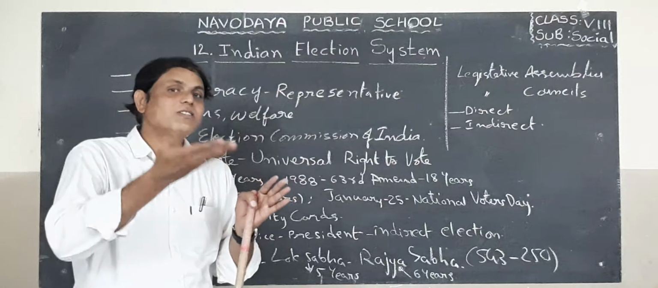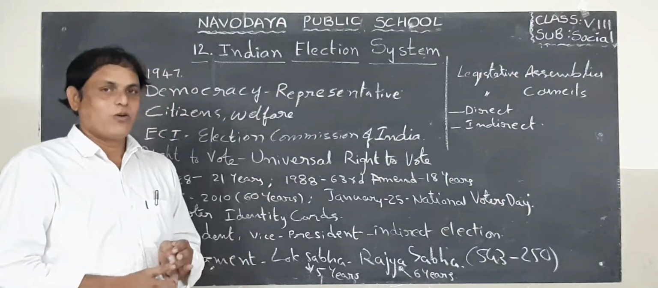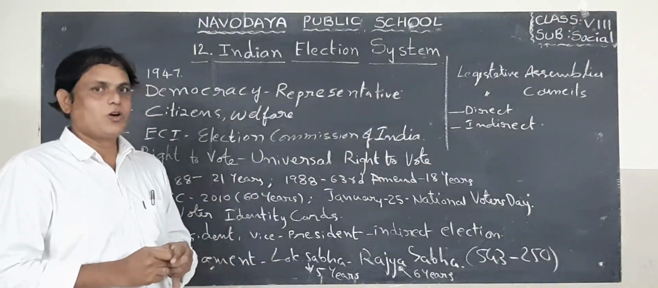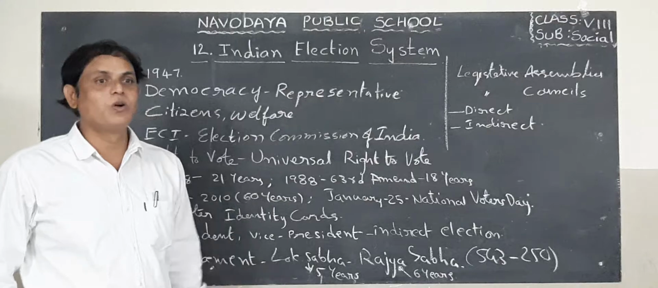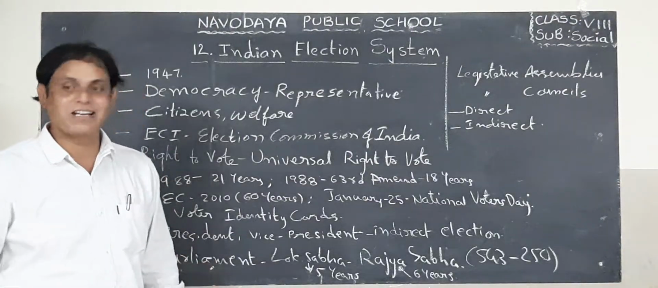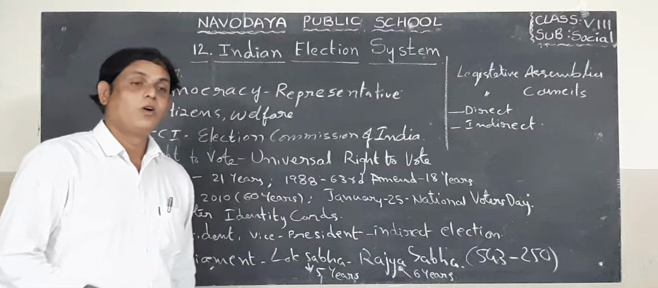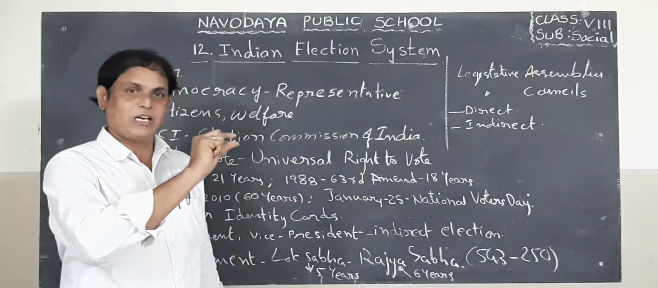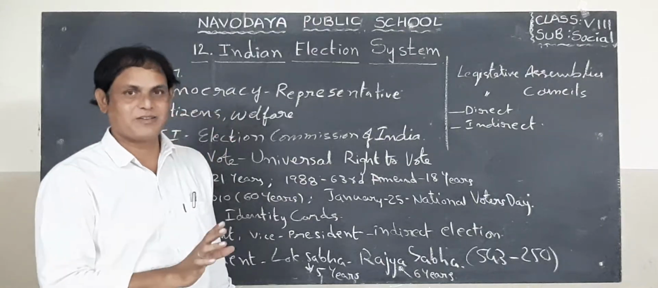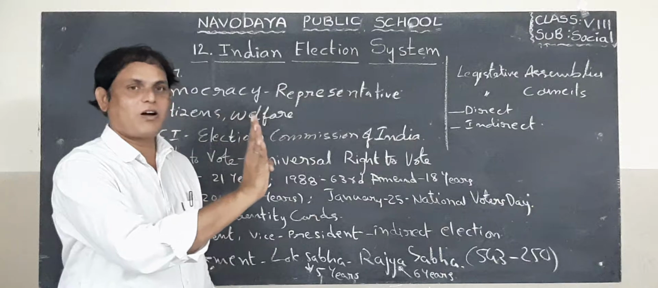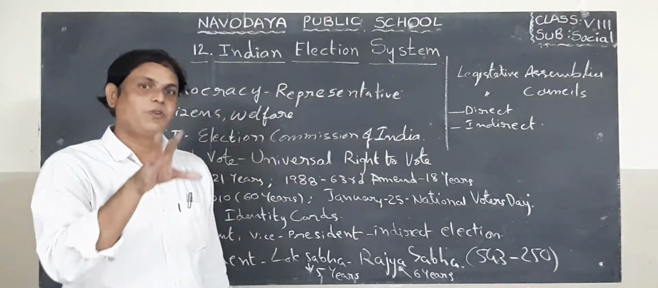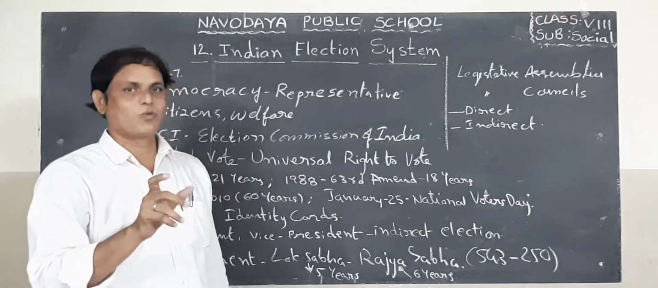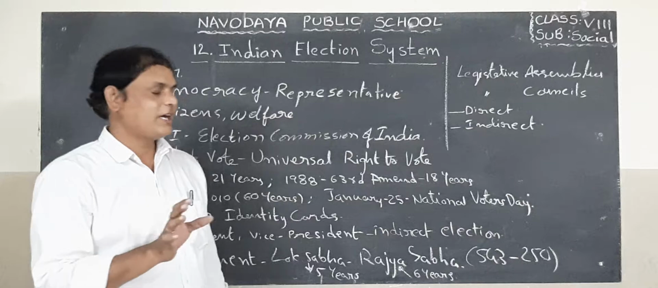So who crossed 25 years? They have the right to vote. The government will issue voter identity cards. In that voter identity card, your name, your father's name, your residence address, your country, state, everything will be mentioned. If you show that card at the election booth, and you are above 25 years of age, then you can cast your vote in that election booth.